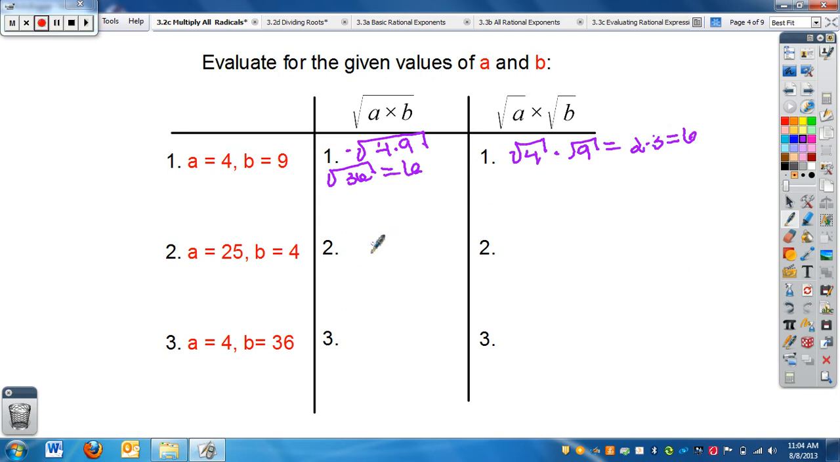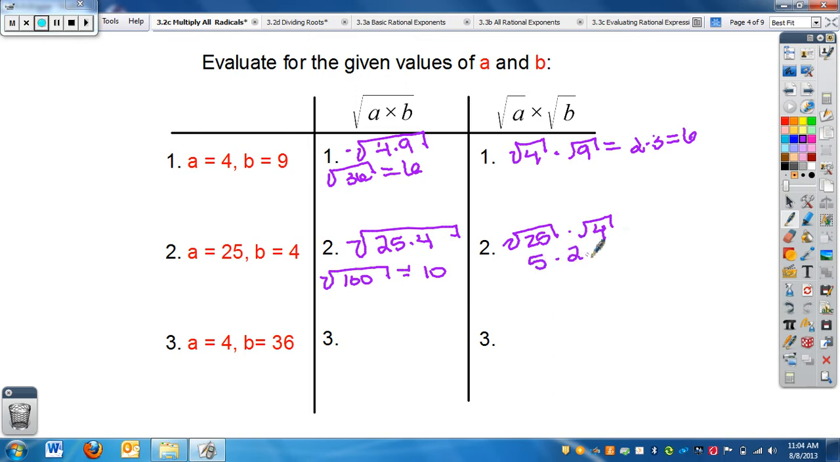So on 2, I have 25 times 4. Order of operations, do the inside first, which is the square root of 100. Square root of 100 is 10. On 2, I have the square root of 25 times the square root of 4. Square root of 25 is 5 times 2, which is 10. Again, notice I got the same answer.